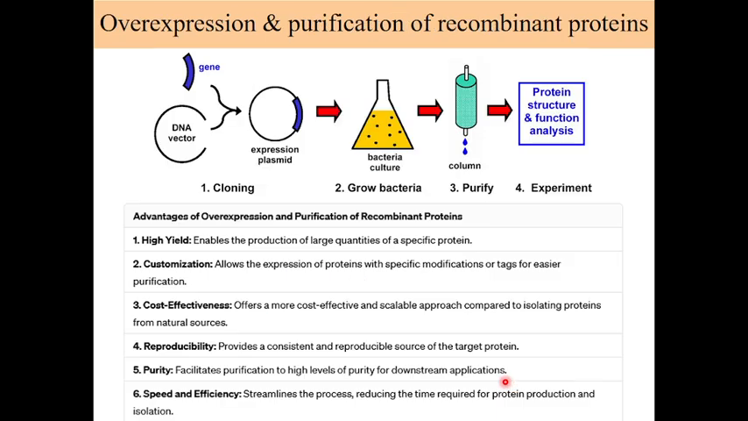Right? So now we will look at the overexpression and purification of recombinant proteins. This is what we are doing in the lab on a day-to-day basis. Okay, so let us try to understand what goes on here. What do you mean by overexpression, and what is meant by recombinant proteins? Recombinant proteins are basically non-natural proteins. So what does that mean?